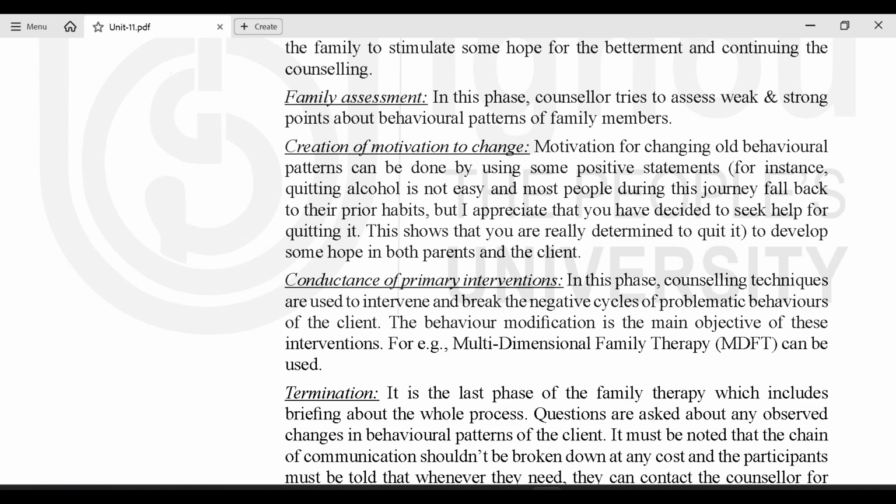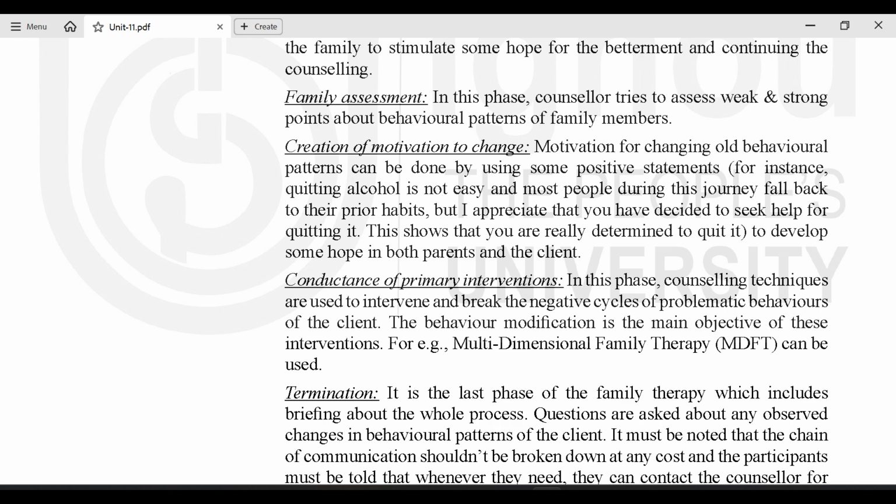Creation of motivation to change. Motivation for changing old behavioral patterns can be done by using some positive statements. For instance, quitting alcohol is not easy and most people during this journey fall back to their prior habits, but I appreciate that you have decided to seek help for quitting it. This shows that you are really determined to quit it, to develop some hope in both parents and the client.